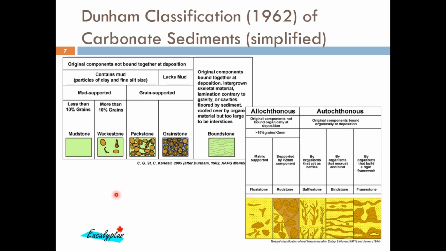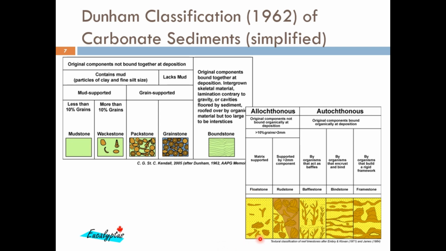And just like in the original Dunham classification, if we have particles greater than 2 millimeters in size, then we call it a floatstone. It's kind of a wackestone, right? Because you have more than 10% grains here. It's not all lime mud. And here the ground mass can be coarser than the 5 to 10 microns, as you see in lime mud. It could be coarser, but still a lot finer than 2 millimeters.